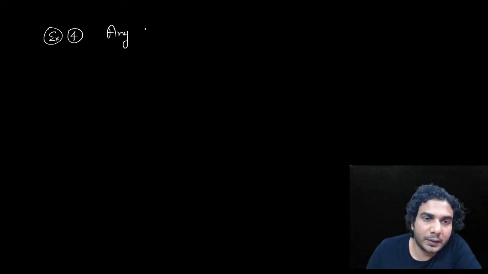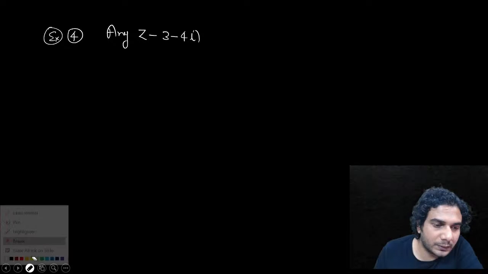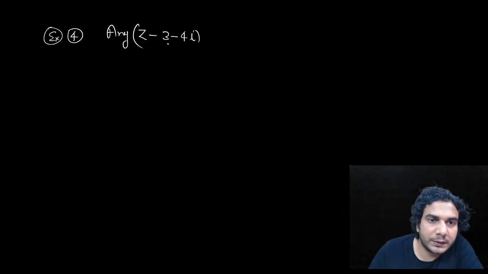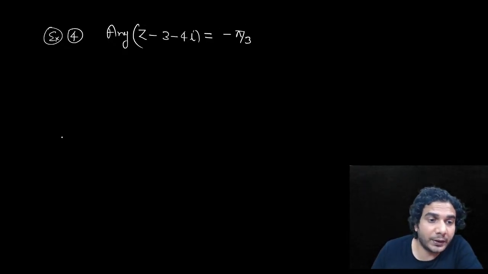Now I'll give you some more examples, okay? So slightly more complex examples. So example 4. Argument of z minus 3 minus 4i is equal to minus pi by 3. So angle can be negative also. So see how to tackle it.